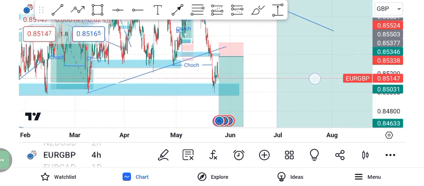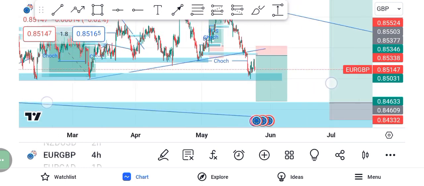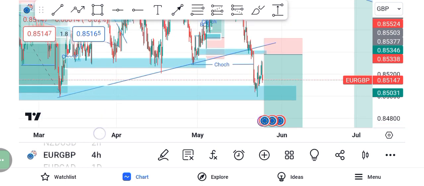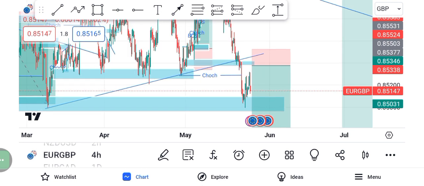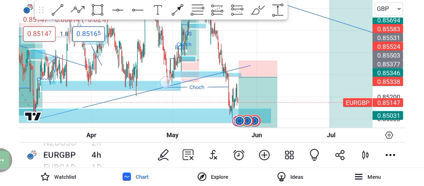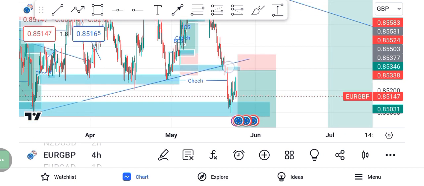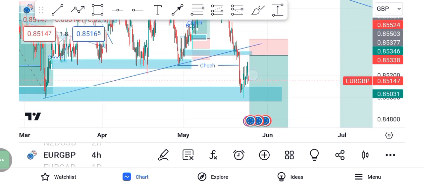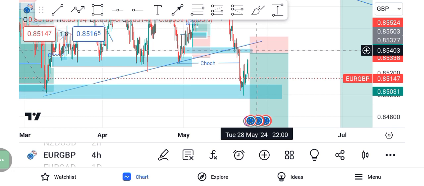Additional confirmation is that it's going to be a break and retest for my price action traders. You can see first touch here, second touch here, third touch here. Here it broke, coming down now. So I'm expecting it to give me a retest. So it's going to be like a break and retest.